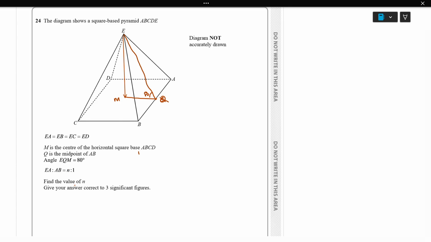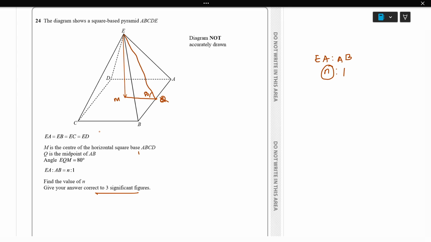Okay, then EA to AB equal to n to 1. So we need to find the value of n to three significant figures. We need to find the value of n. So AB equal to 1. So I'll take here as unknown. So I'll take AB equal to 1.